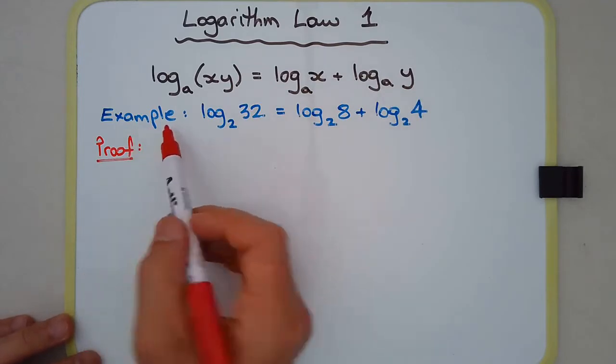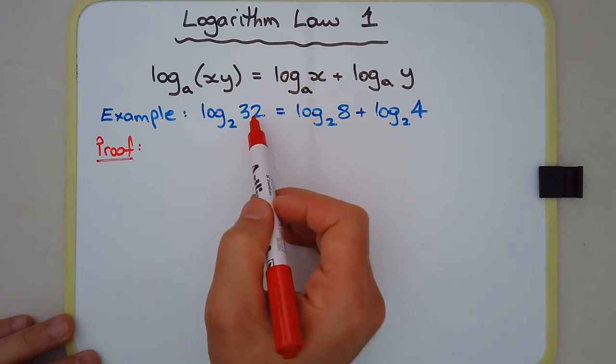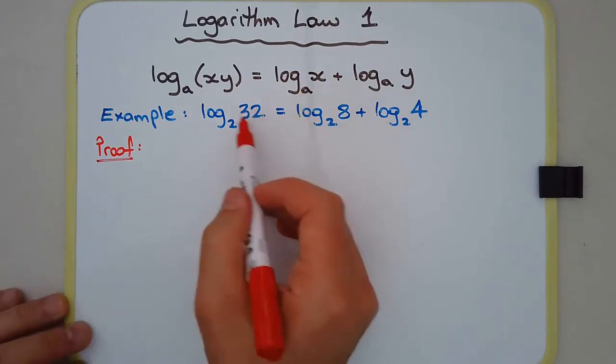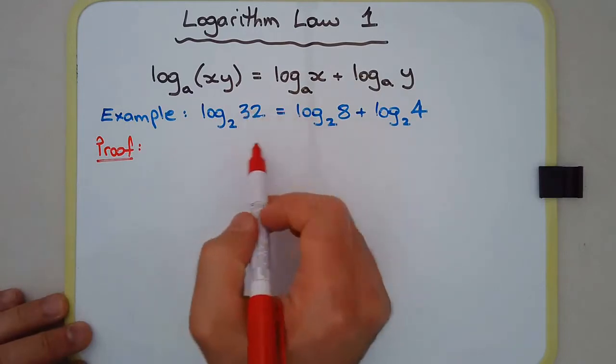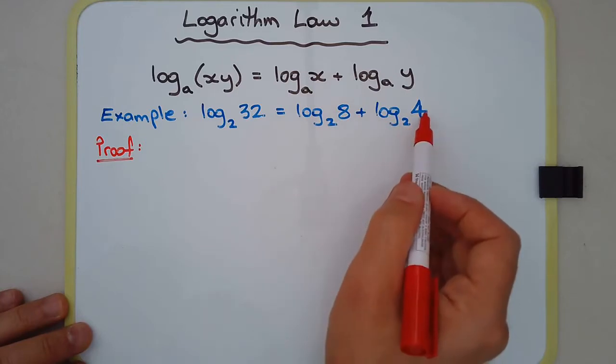An example would be log base 2 of 32. Since 32 is 8 times 4, or could be 16 times 2, or whatever way you can split 32 as a product of its factors, it could be written as log base 2 of 8 plus log base 2 of 4.